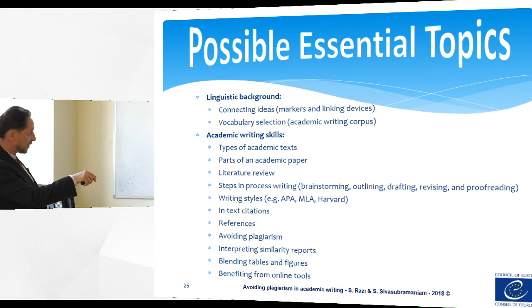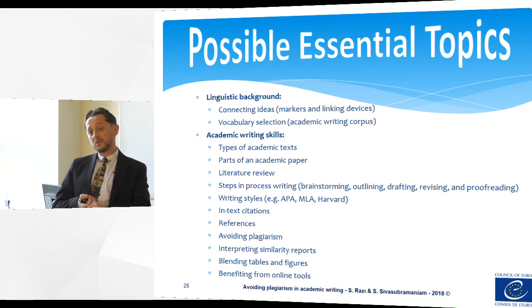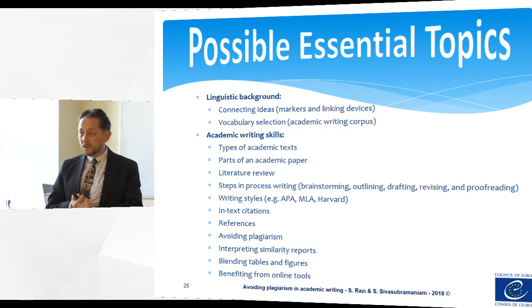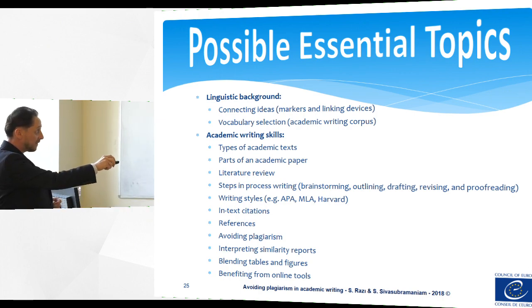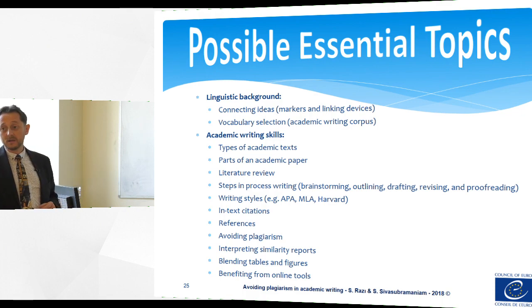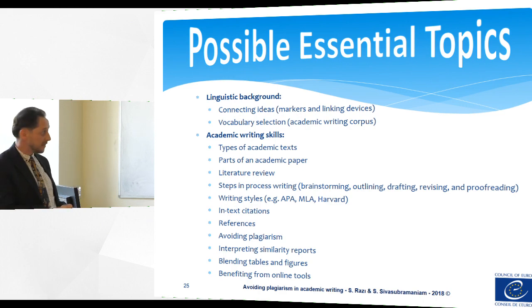And in-text citations, developing in-text citation skills here related to better ways of paraphrasing, quoting, and summarizing. This is important. Writing reference lists that match the in-text citations in the text. This is also important. How they should avoid plagiarism.